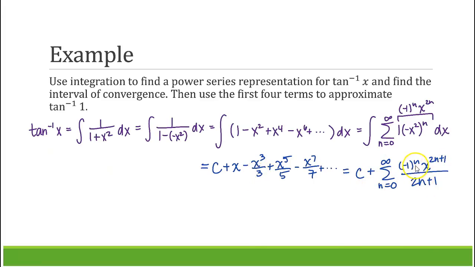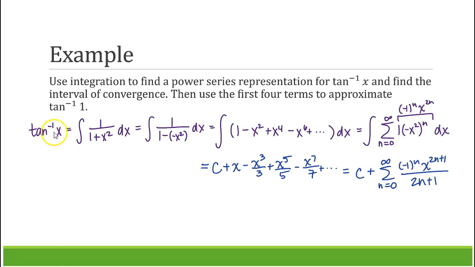And then if I start to plug in 1, then I have a negative x to the 3rd, so 2 plus 1, 2 plus 1. So I can see that's going to generate those odd numbers. 2n plus 1 will generate those odd powers and those odd denominators. The only thing left now to finish the first part of this question, to find the power series representation for tan inverse, is to solve for c.